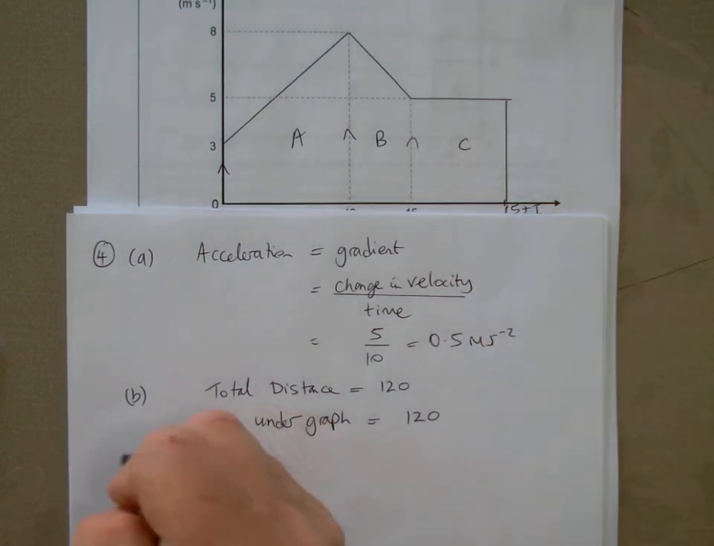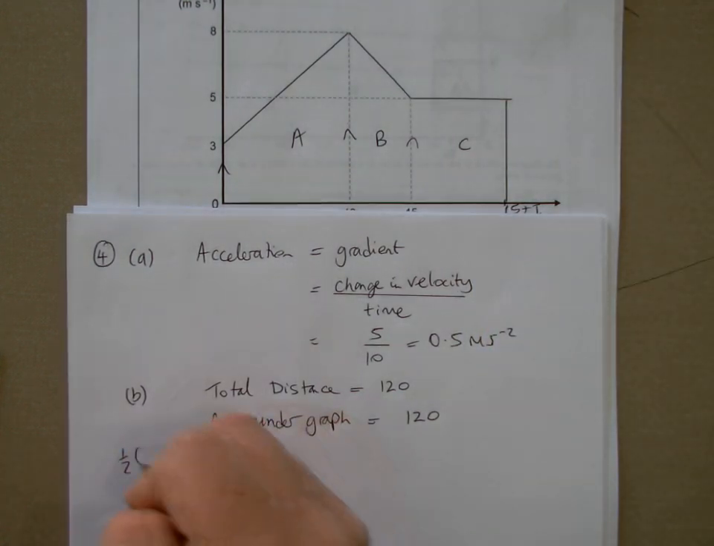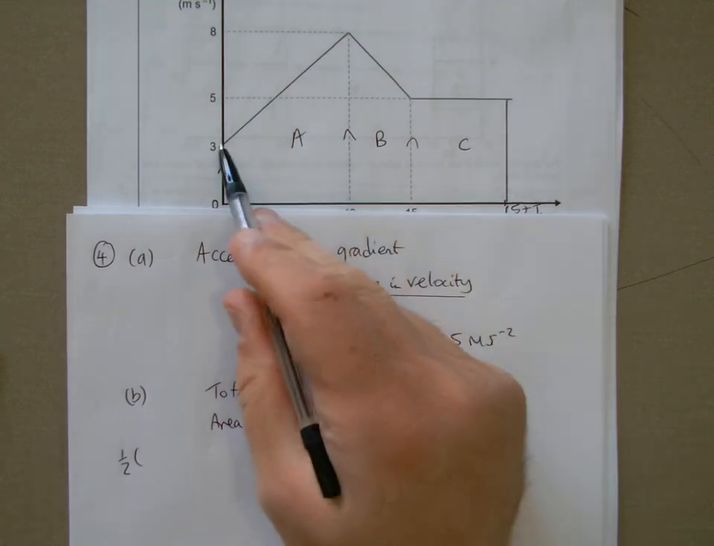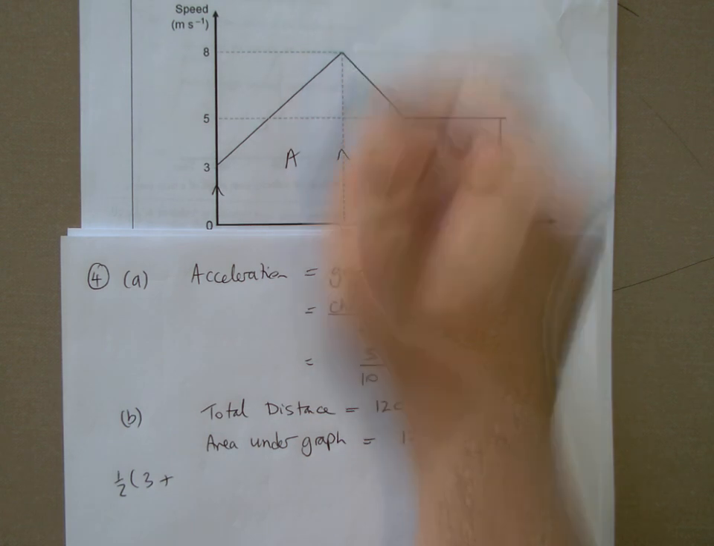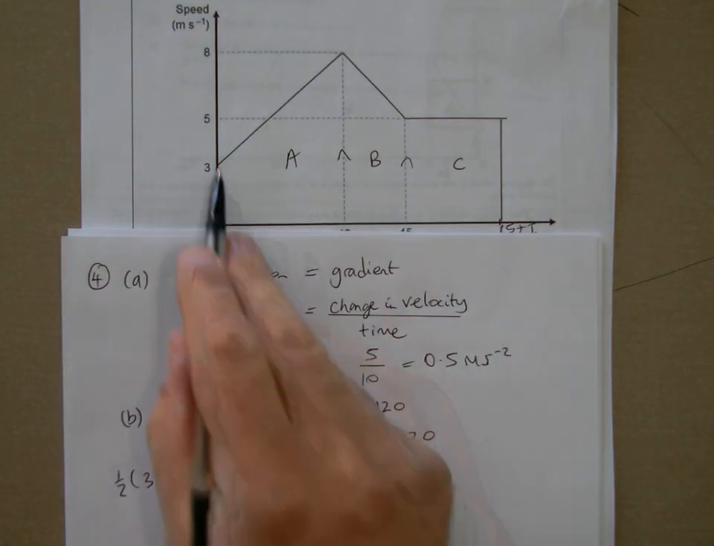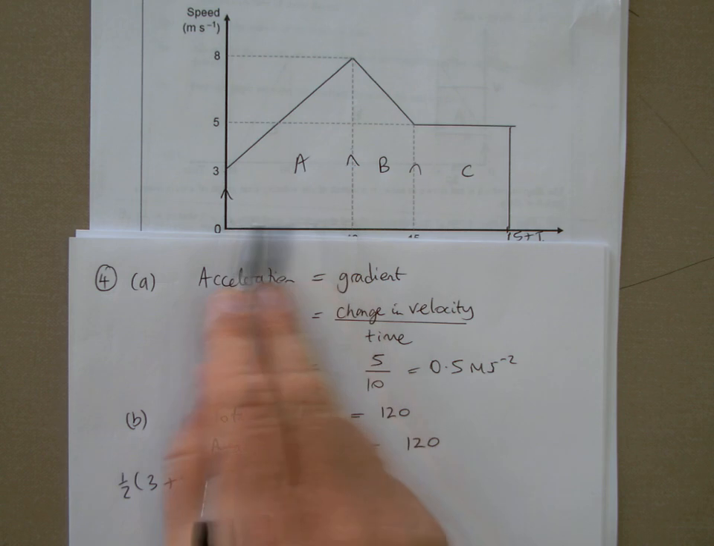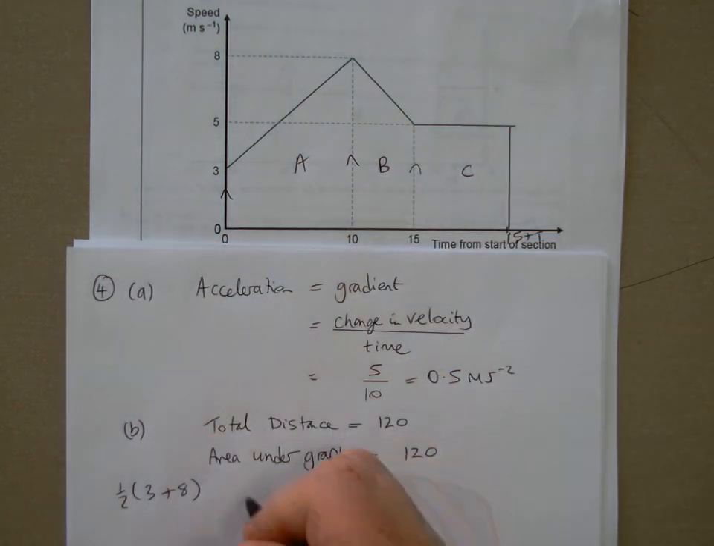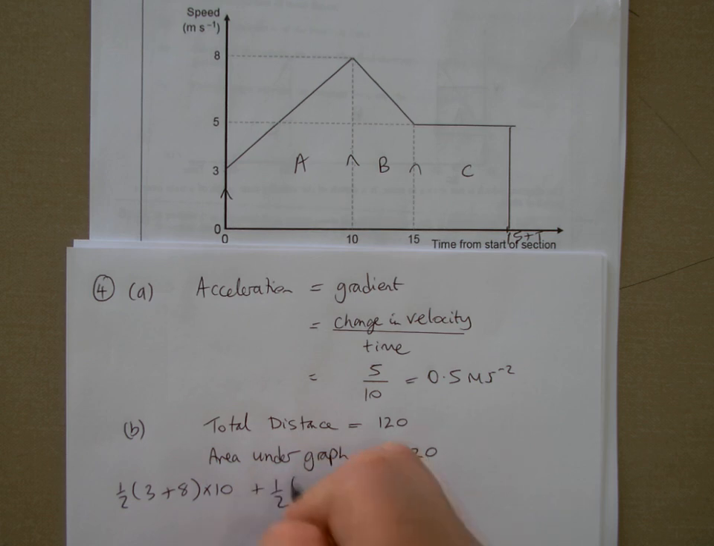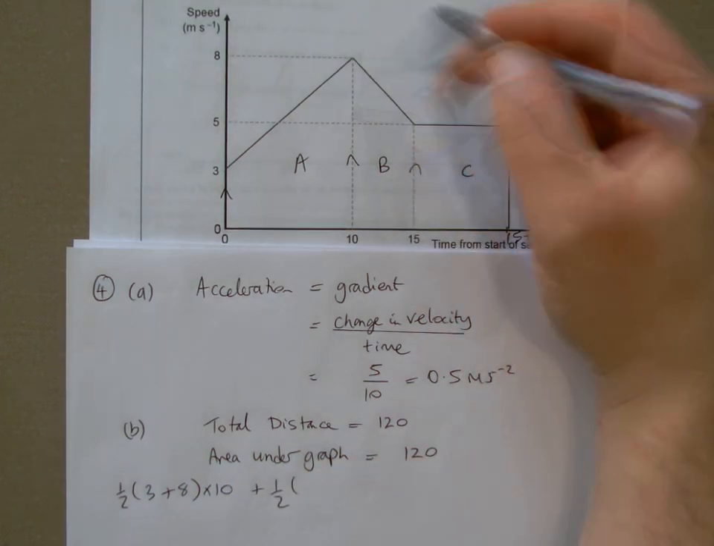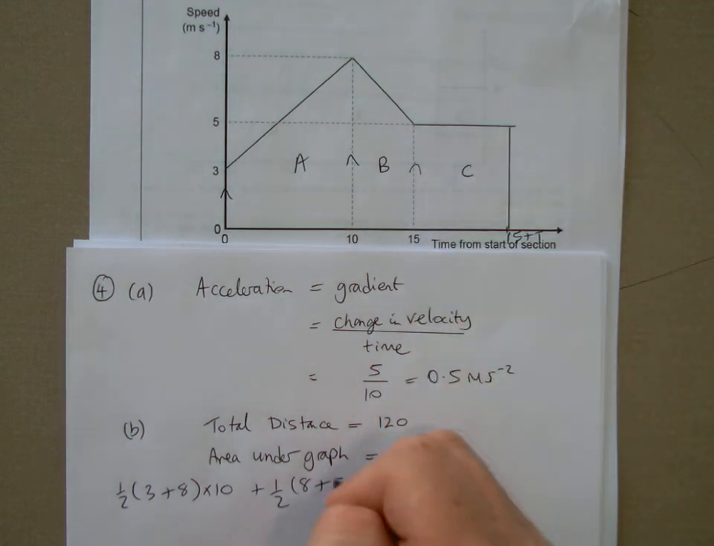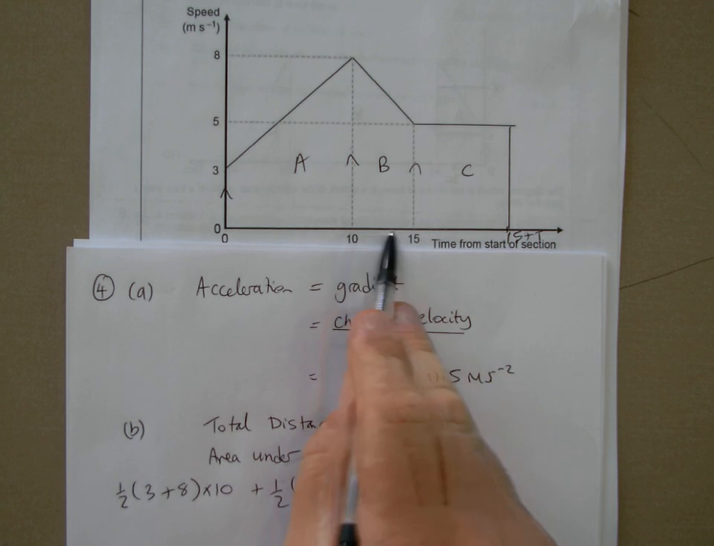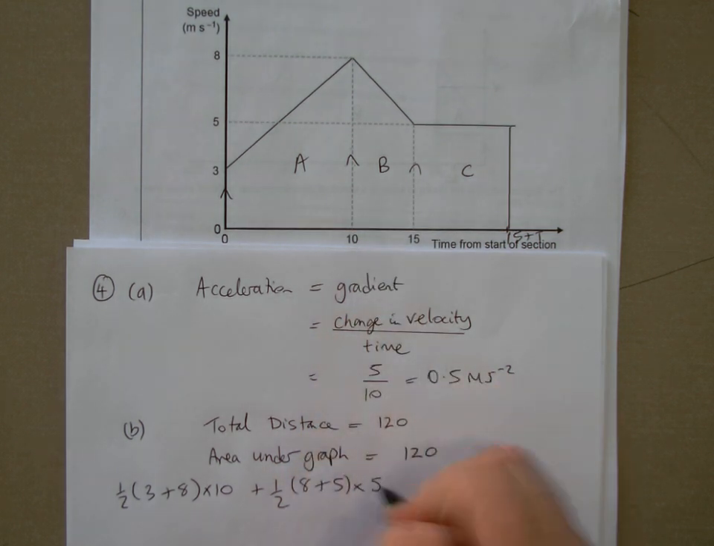Using the trapezium formula, remember it's half, the 2 parallel sides added together, so 3 added together with 8, times the distance between them, which is 10, plus the area of the second trapezium. That length there is 8, and the parallel side length is 5, times the height between them. Now the height between this one is different, it's going to be 5, isn't it?